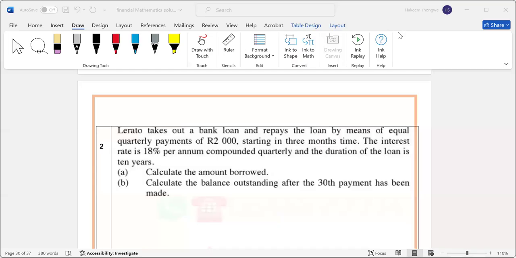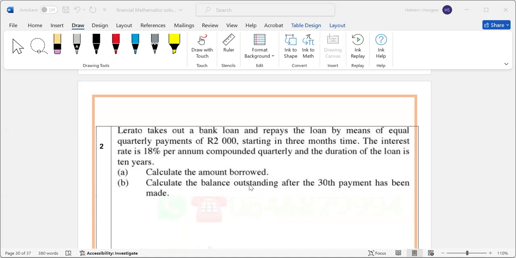So Lerato takes out a bank loan and repays it by means of quarterly payments of 2,000, starting in 3 months' time, which makes sense. We said if it's a quarterly payment, you should start in 3 months' time. And then the interest is 18% per annum compounded quarterly. And then they say the duration of the loan is 10 years.